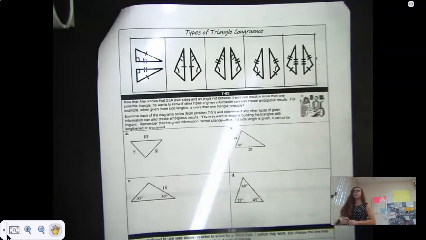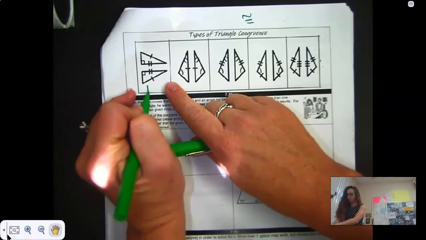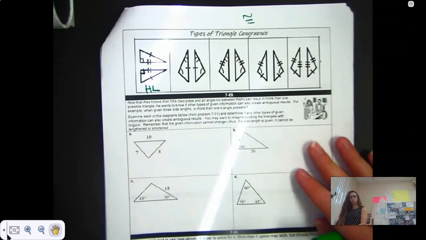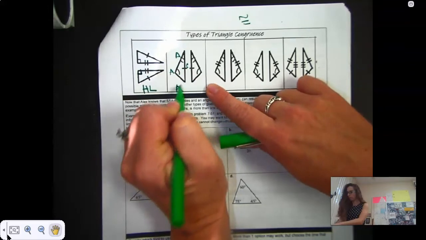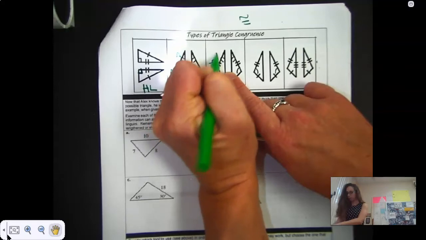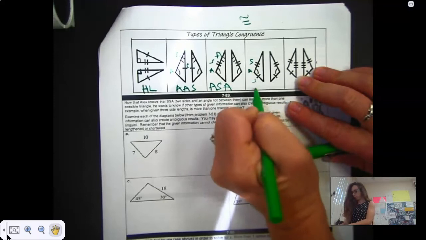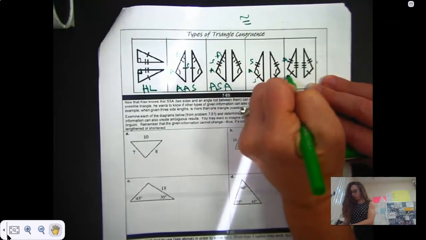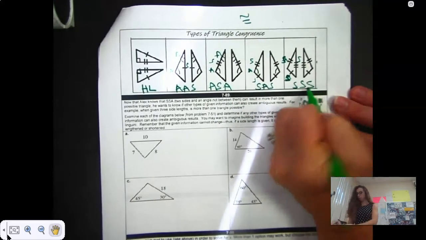You also learn types of congruence. So this is HL. Remember, when it's a right triangle, it's the hypotenuse leg. This is angle, angle, side. You got to go in order, right? This is angle, side, angle. This is side, angle, side. And this is angle, angle... oop, I'm just kidding. Side, side, side. So all of those are congruence.